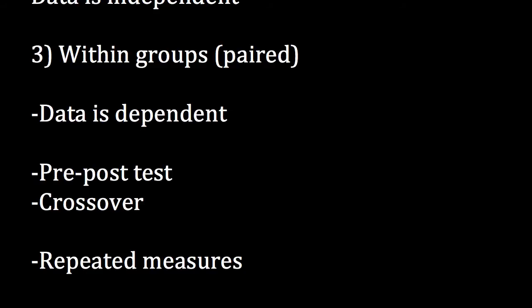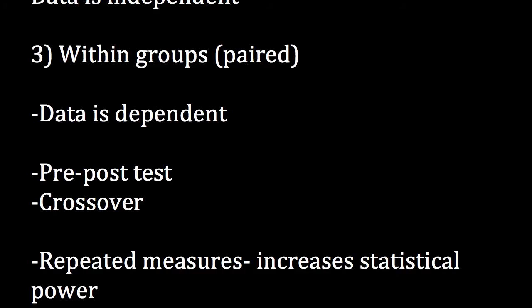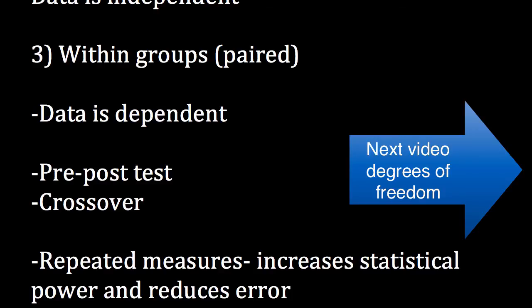Repeated measures increases statistical power and reduces error. This makes sense because you're using the same patient in both groups. So the only thing that's really changing is whatever intervention you're doing. So it makes the data a lot cleaner and there's less things that could distract you from the real truth. Our next video will go over how to calculate degrees of freedom.